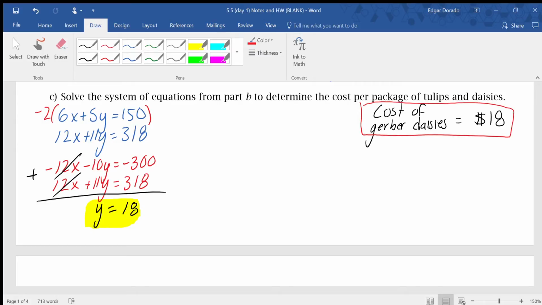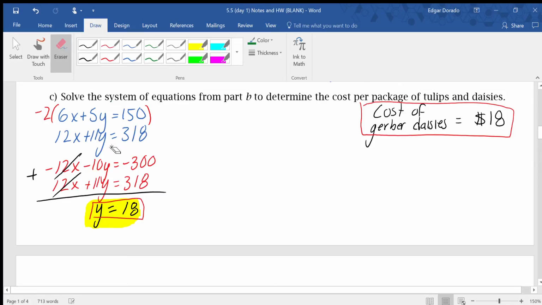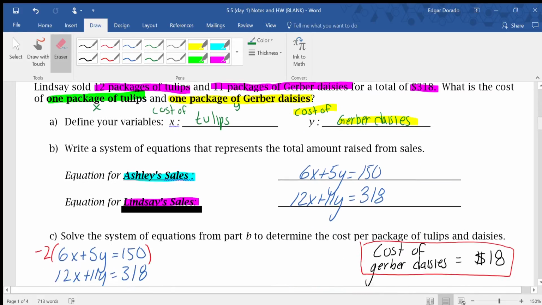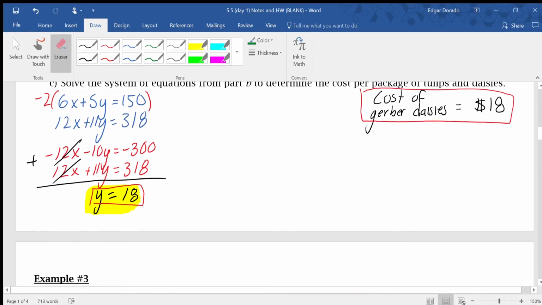But that's not all I want. I want to also know how much the tulips were. So let's figure that out. All I have to do now is substitute this y into one of my original equations, either there or there, whichever one I decide. I'm going to use the top one since those are smaller numbers, and I'm sorry about that, but my computer's acting up a little bit. I'm going to actually do the top one because that one has smaller numbers. The smaller the numbers, the better.